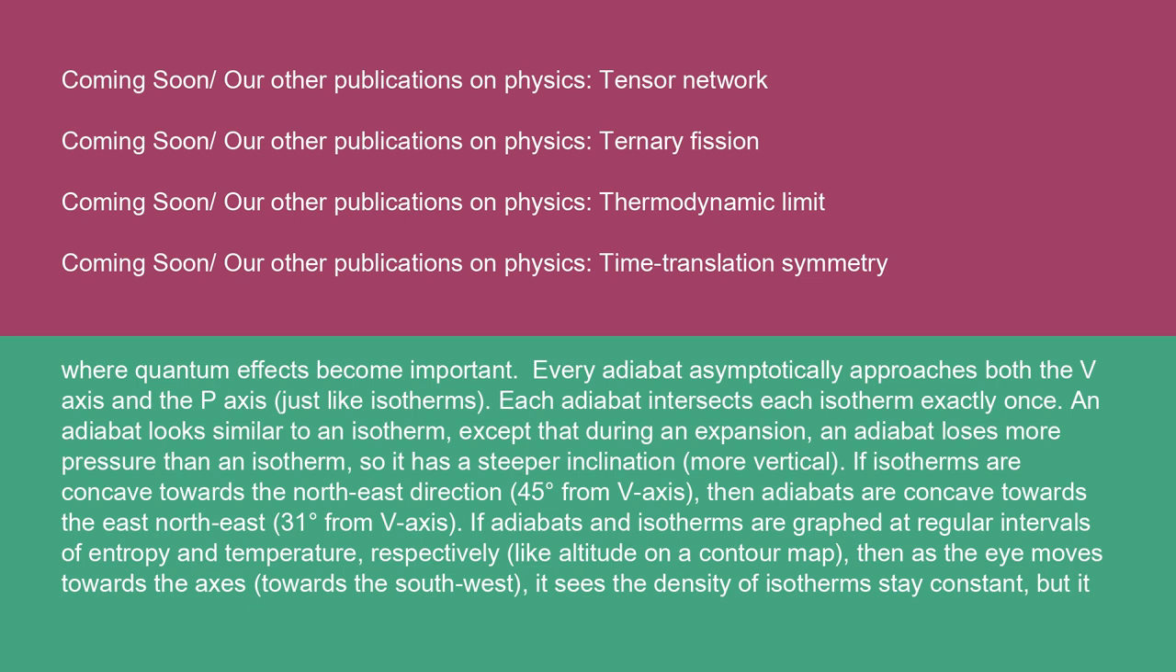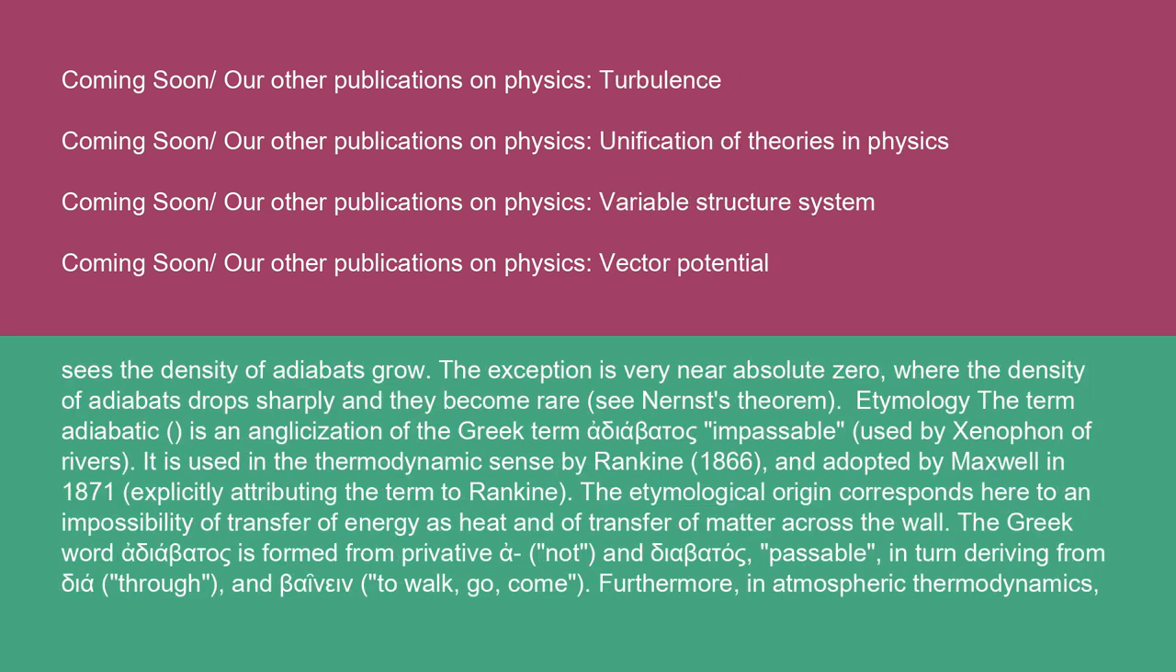An adiabat looks similar to an isotherm, except that during an expansion, an adiabat loses more pressure than an isotherm, so it has a steeper inclination, more vertical. If isotherms are concave towards the northeast direction, 45 degrees from the V-axis, then adiabats are concave towards the east-northeast, 31 degrees from the V-axis. If adiabats and isotherms are graphed at regular intervals of entropy and temperature, respectively, like altitude on a contour map, then as the eye moves towards the axis, towards the southwest, it sees the density of isotherms stay constant, but it sees the density of adiabats grow. The exception is very near absolute zero, where the density of adiabats drops sharply and they become rare. See Nernst's theorem.